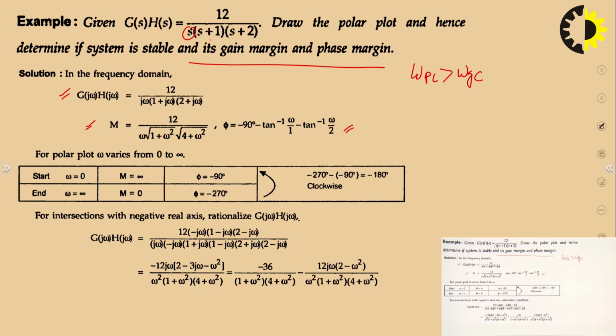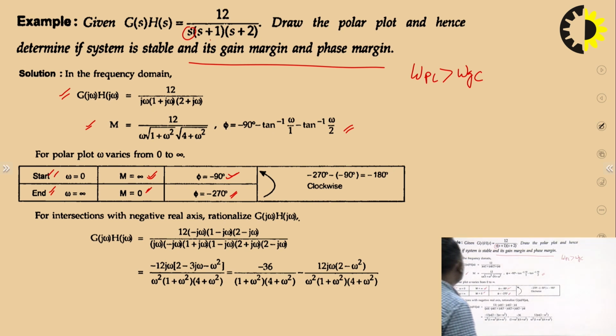Now, the starting point is omega equals 0 and the end point is infinity. When omega equals 0, the magnitude becomes infinity, as you can see from here, and the phase angle is minus 90 degrees. And when omega equals infinity, the magnitude equals 0 and the phase angle becomes minus 90 and minus 90, minus 270.